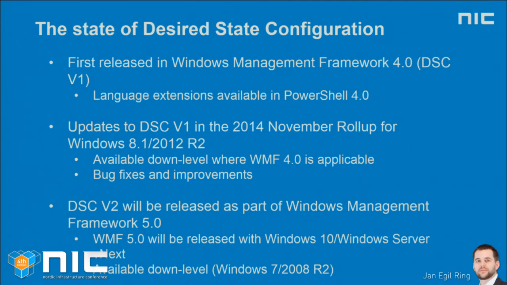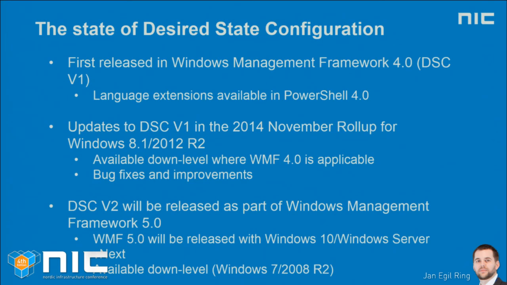So the main topic of this talk is the state of PowerShell Desired State Configuration itself. As I said, it was first released with PowerShell version 4, which is available down level to Windows 7 and 2008 R2. It was and still is a set of language extensions to PowerShell in order to create these configuration files. So DSC itself is not PowerShell, but extensions that make it possible for us to create these standards-based configuration files. What has not been talked about much by Microsoft yet is actually a major update to DSC, the first version, which was released as part of the November 2014 rollup for Windows 8.1 and 2012 R2. I believe it will be available down level for those of you running PowerShell 4.0 on lower operating systems as well, but currently it's only available for 8.1 and 2012 R2.